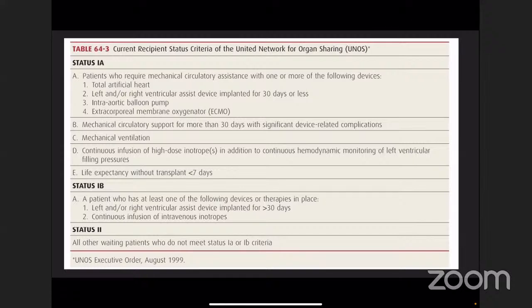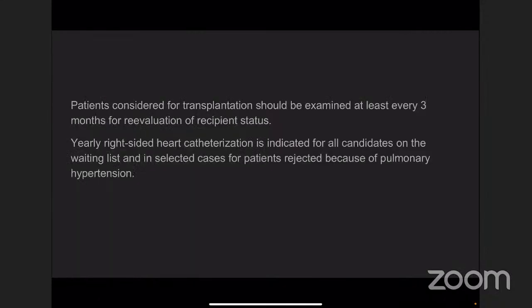Status 1B: patients who have at least one of the following: left or right ventricular assist device implanted for more than 3 days, and continuous infusion of IV inotropes. Status 2: all other waiting patients who don't meet status 1A or 1B criteria. Patients considered for transplantation should be examined at least every 3 months for re-evaluation of recipient status. Yearly right heart catheterization is indicated for all candidates on the waiting list and in selected cases for patients rejected because of pulmonary hypertension.